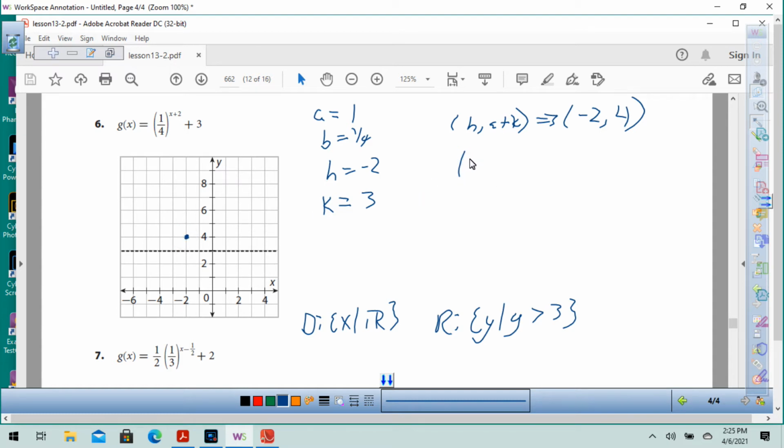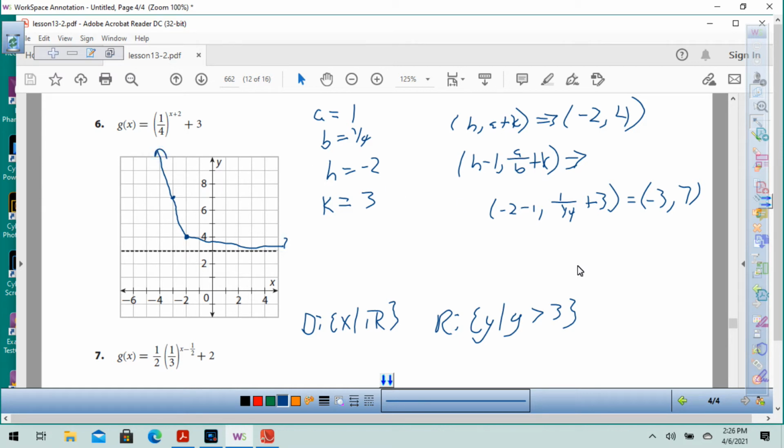Our second point, H minus 1, A over B plus K. And that's going to be, well, let's see here, -2 minus 1, and 1 over 1/4 plus 3. And let's see, -2, that's going to be -3, and that's going to be 4 plus 3 is 7. So -3 and 7 is maybe right there. And it looks something like this right here. I turned a little sharp there. Didn't mean to.